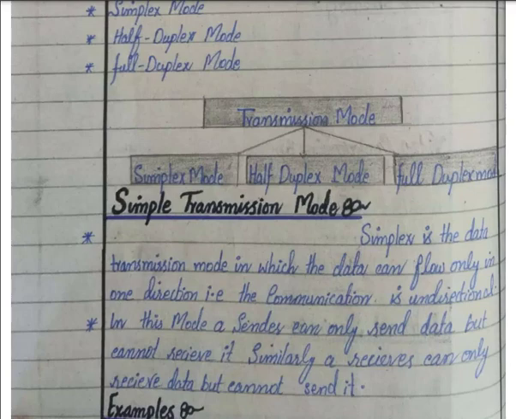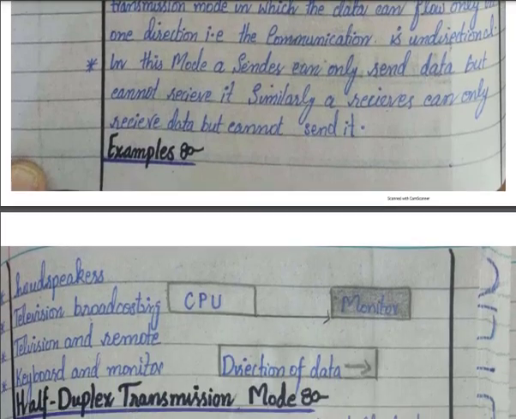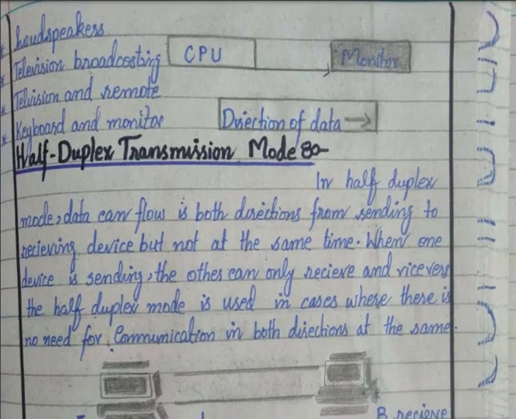So we have different examples here. The examples are loudspeakers. A loudspeaker is one of the great examples of the simplex mode of transmission. Then we have television broadcasting. Television broadcasting is an example of simplex data transmission. Television and remote. So data communication between the television and the remote is also simplex mode, whereas a monitor and a keyboard. So the data transmission between the keyboard and monitor is also simplex mode.